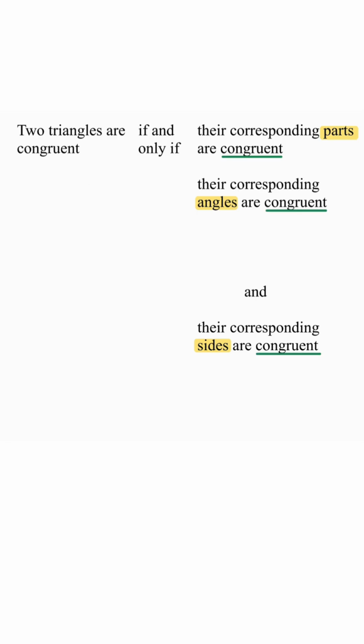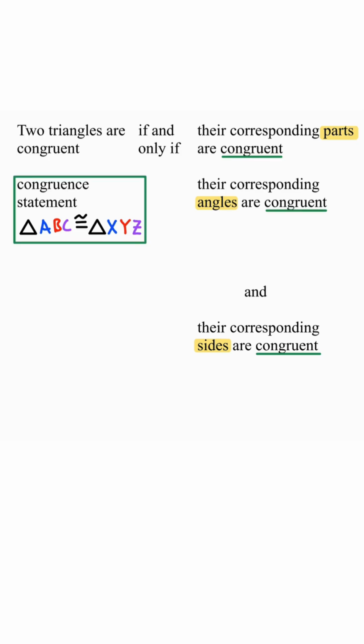Since we're talking about congruence, might as well talk about the congruent statement, which is a statement that tells us what two triangles are congruent. So let's say triangle ABC is congruent to triangle XYZ. So that's our congruent statement. From this, we can have a picture.